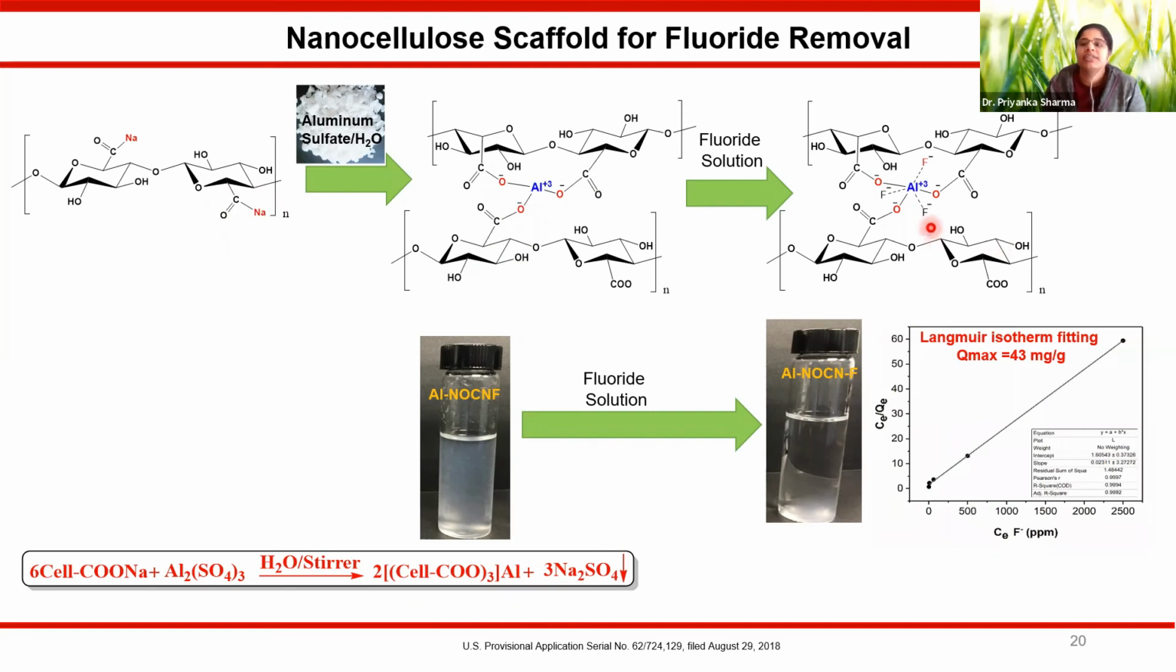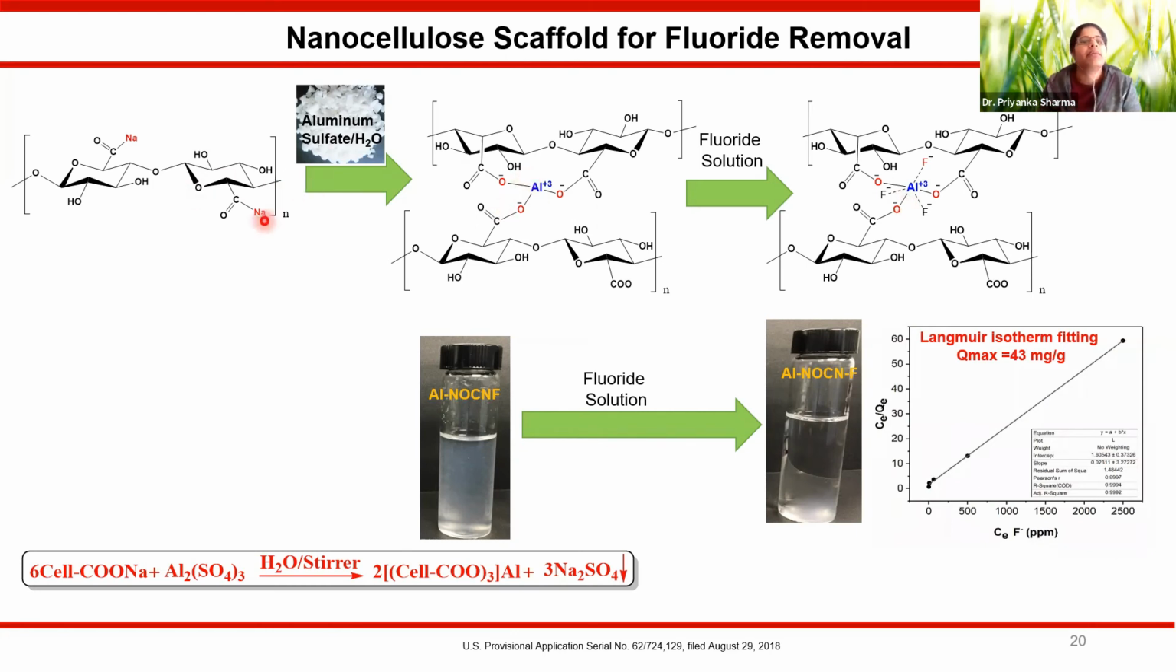But it is not a simple chemistry, because fluoride is a very small molecule. So to trap that fluoride, it's required to have a very hard site on the material so that it can easily trap the fluoride impurities, or we can say it should have a high positive charge.